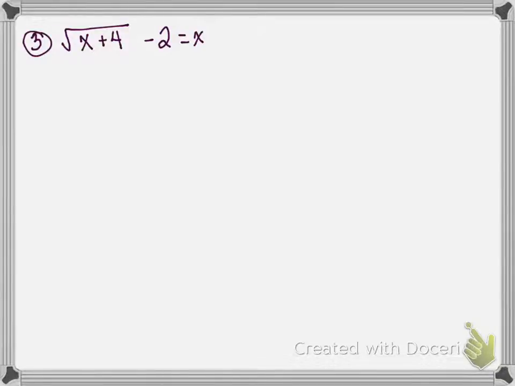Okay, this is number 3 on our chapter 3 and 4 test review. It is the square root of x plus 4, minus 2, and the minus 2 is outside the parentheses, equals x. The first thing that we do in this situation is we have to be sure that we get the negative 2 on the right side of the equal sign. We have to make sure that the square root of x plus 4 is alone.